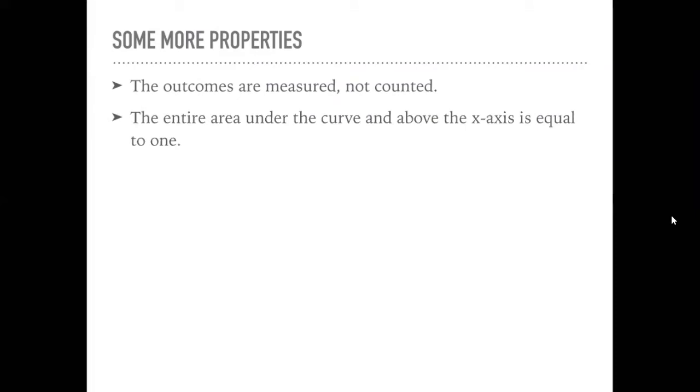Okay, so some more properties. The outcomes for a continuous distribution are measured instead of being counted, and that's something that we know from when we originally defined discrete and continuous when we were talking about data way back at the beginning of the semester. The entire area underneath the curve but above the x-axis is always equal to 1, and that should make sense because probabilities should always add up to 1 if we have all of the different outcomes that are possible in our sample space.